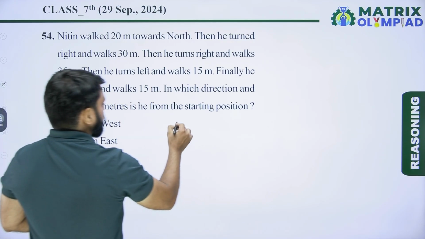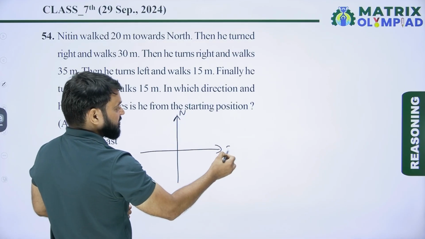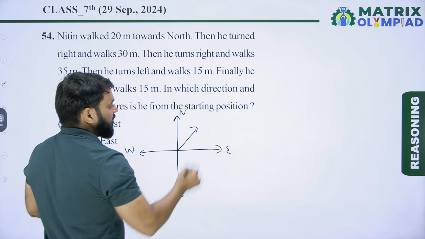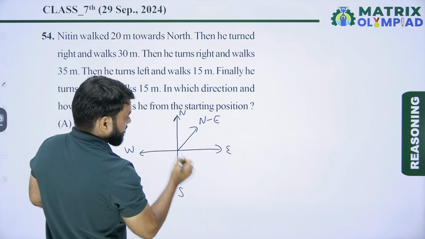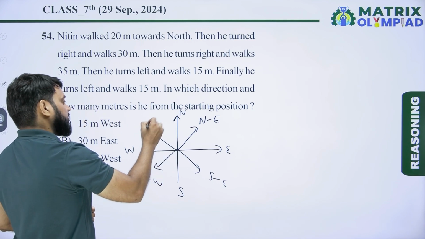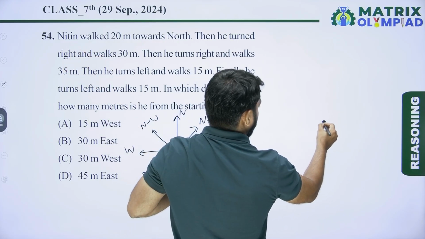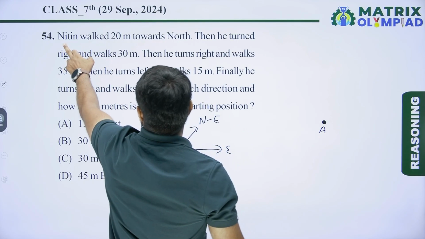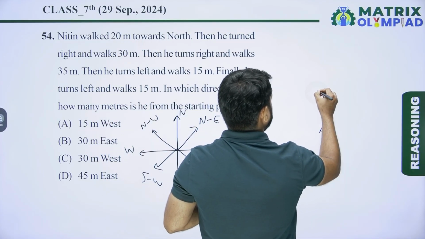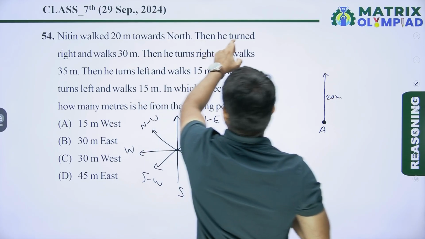Before starting this question, as we know, there are four main directions: north, east, south, and west. And there are four cardinal directions: northeast, southeast, southwest, and northwest. According to this question, let's suppose A is the starting point of Nitin. Nitin walks 20 meters towards north.